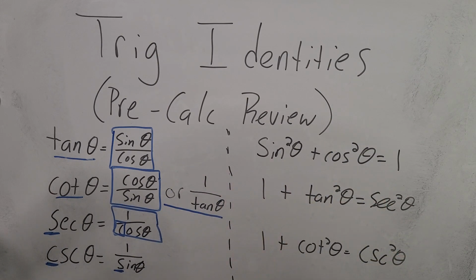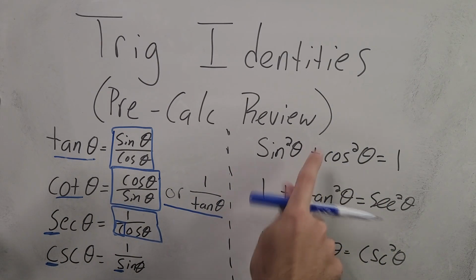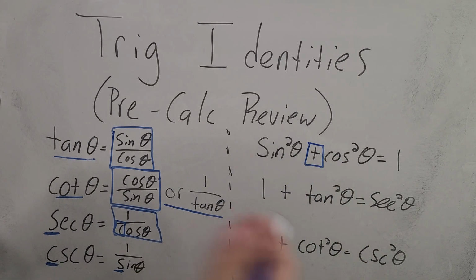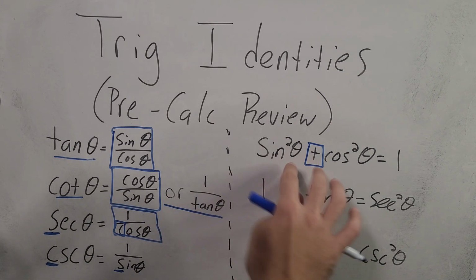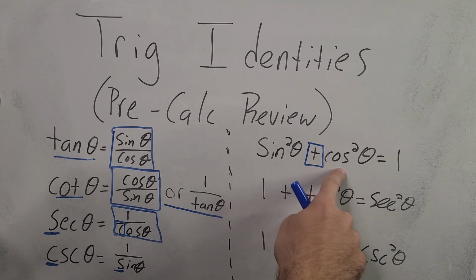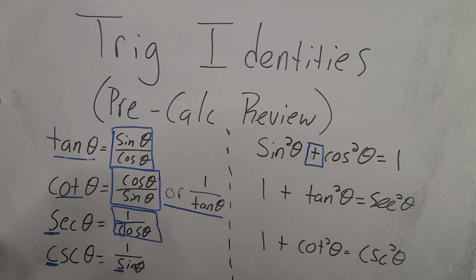For the more advanced ones, let's talk about what's happening here. We're adding two different trig functions. The key giveaway, the dead giveaway, is that plus sign. Whenever we see a plus or a minus sign in any of these verification problems, you should be alerted that you're probably going to use one of these three identities. We have sine squared plus cosine squared equals 1, which can be rewritten in plenty of ways. We'll practice that. We have 1 plus tangent squared equals secant squared. 1 plus cotangent squared equals cosecant squared.